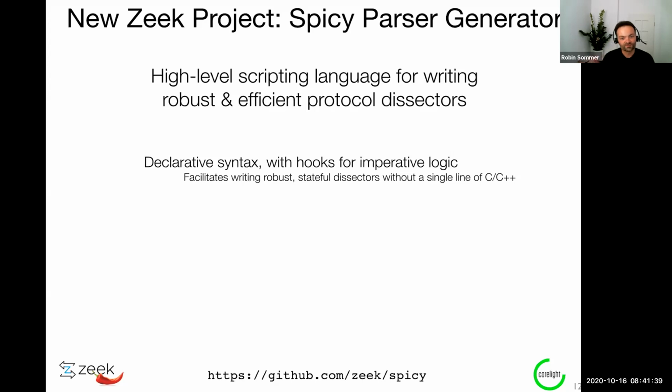But it moves that additional part, the part between the braces, that is, what do we do with the data we just parsed? It moves that into the language as well. And that's why it's really a scripting language. So you have almost a little Python there with all the data types and normal mechanisms and some library support. The combination of this facilitates writing robust, stateful dissectors without a single line of C or C++.